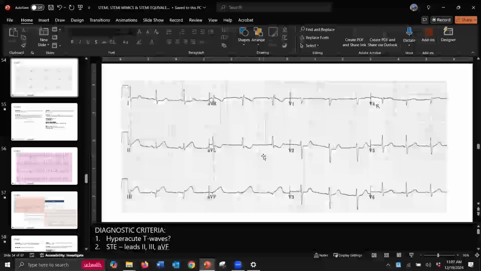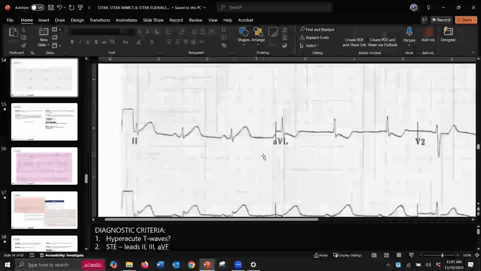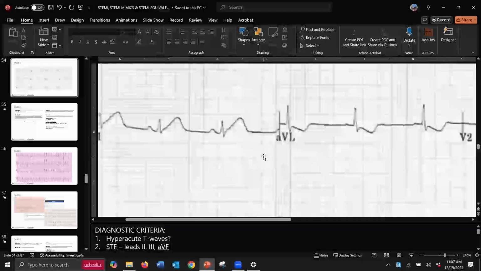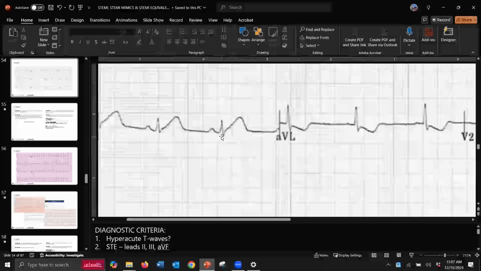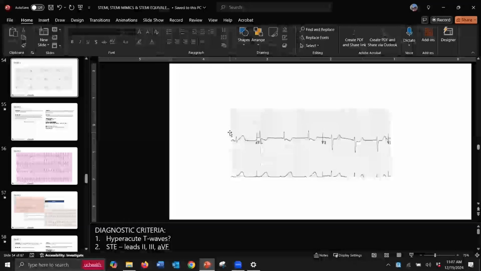So if we go 0.08 seconds past the J point into lead 2 here, okay, here's the J point, 0.08 seconds, we are 2 millimeters, at least. Yeah. If that's the standard, I will change my medicine right here, right now.